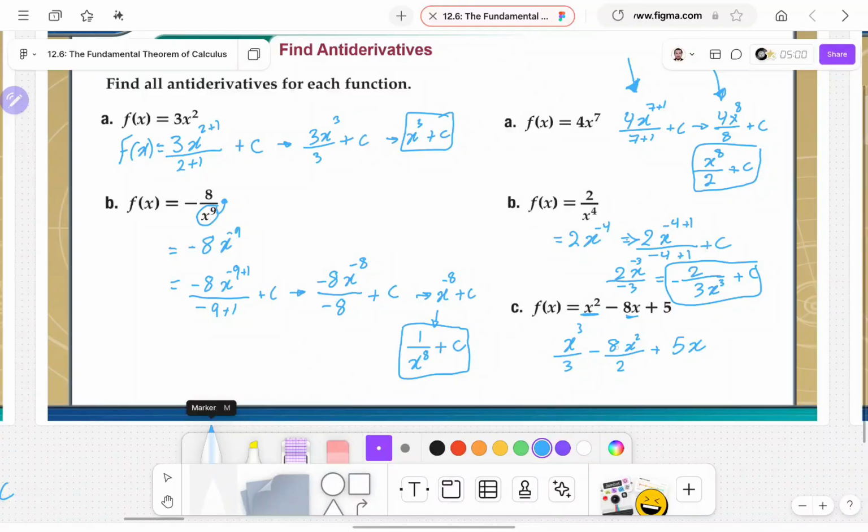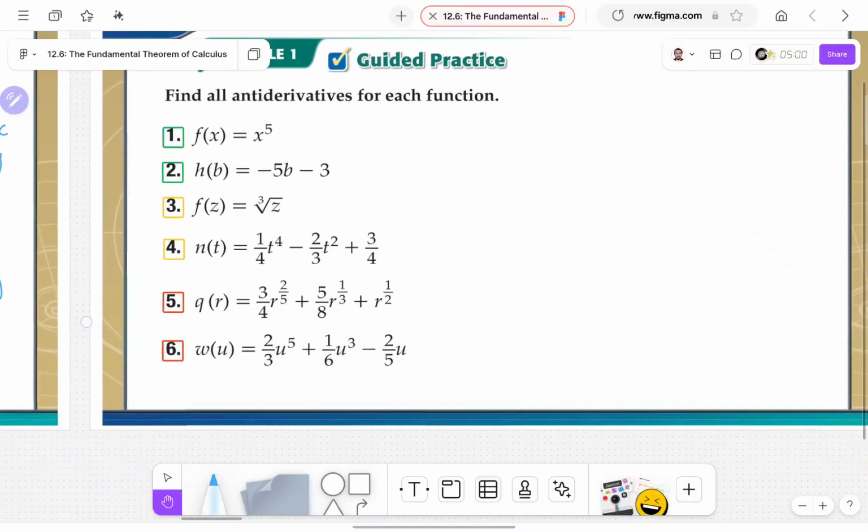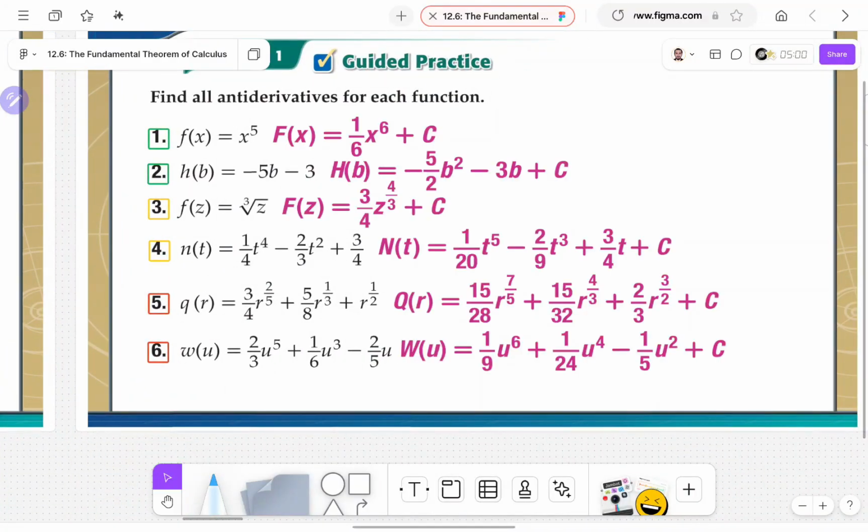Now you can simplify this term. So 8 divided by 2. So now the final answer, x to the power of 3 over 3, don't forget plus c, sorry, minus 4x squared plus 5x plus c. We are done. So this is the first one we finish from the question. Okay, so now it's your turn. Try to solve this question. Let me show you the answer. These are the answers. After you solve, please check your answer.